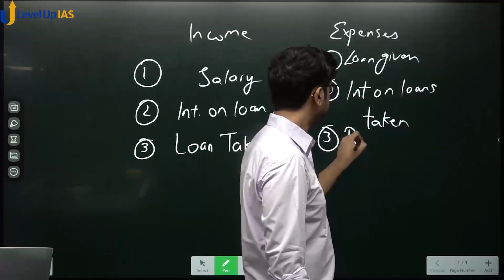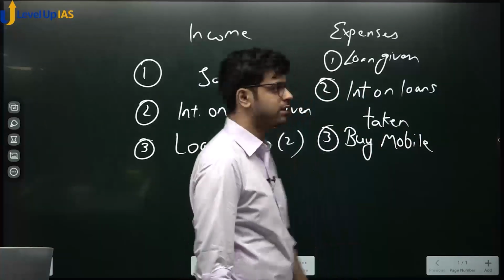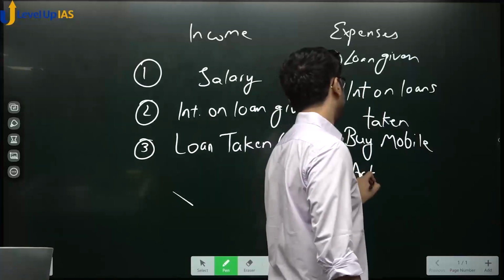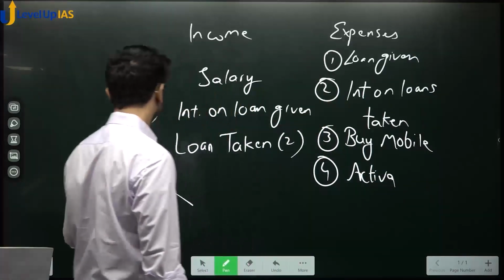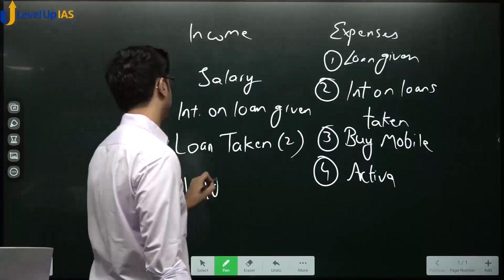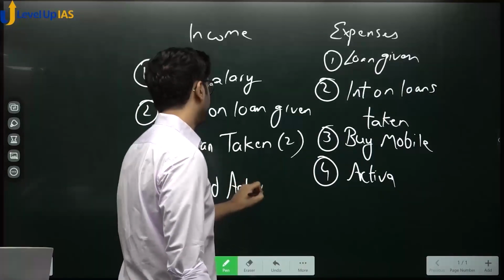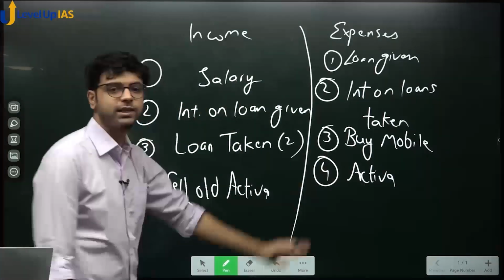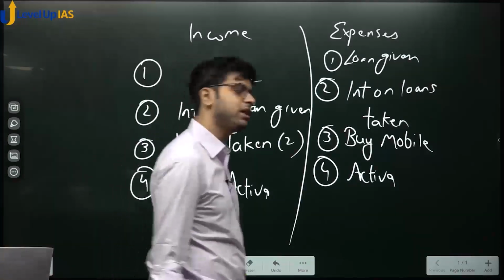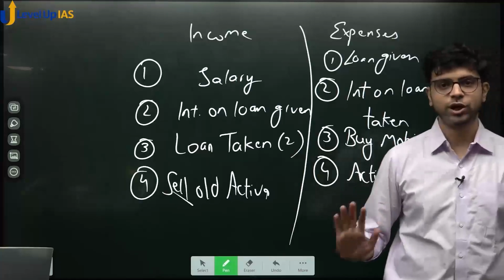Did we buy a mobile? Did we buy Activa? Okay. Did we sell our old Activa? That resulted in money income. Do you agree with this entire thing? Yes or no? It is fairly simple. In our story, these were the incomes and these were the expenses. Yes or no? Did you understand this?